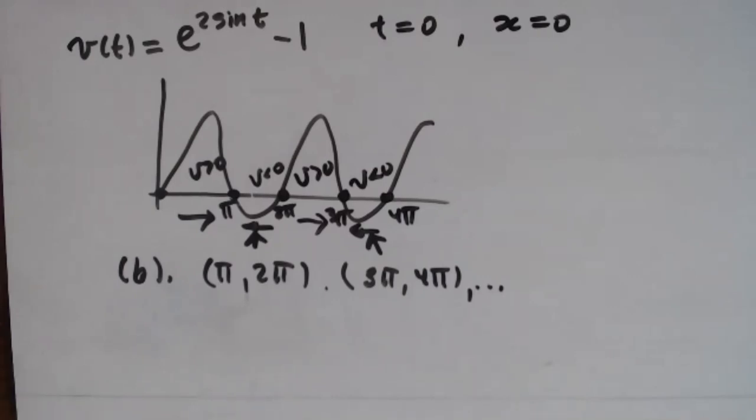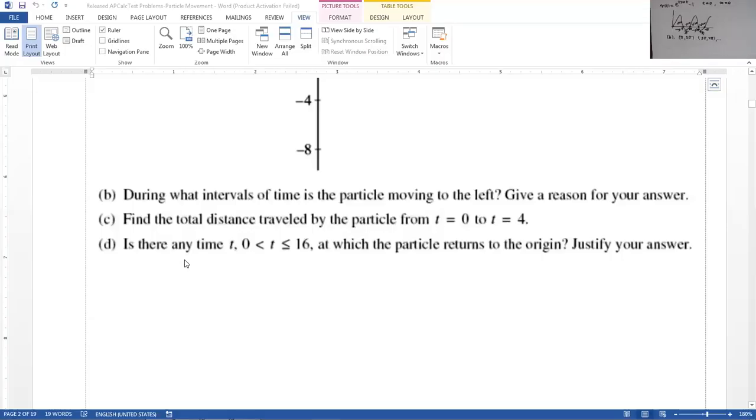Okay, next question is Z. Find the total distance traveled by the particle from T0 to T4. Okay, let's see. Let me just write that question. Z is total distance from T0 to T4.